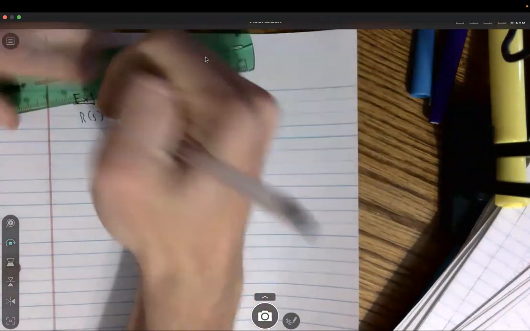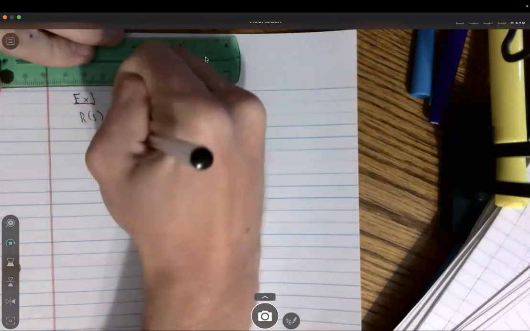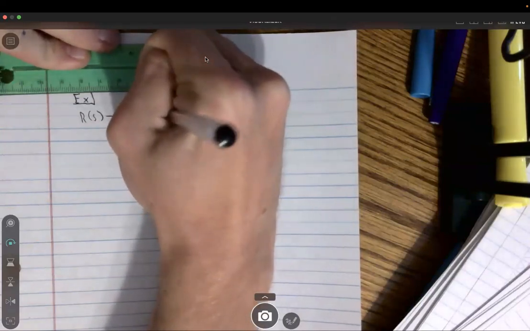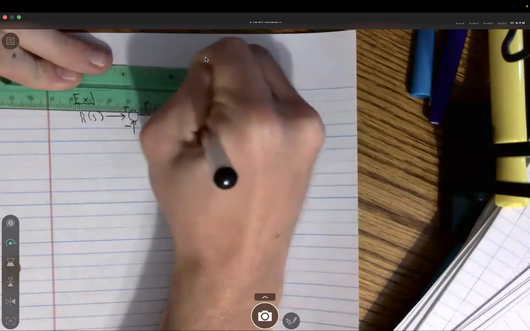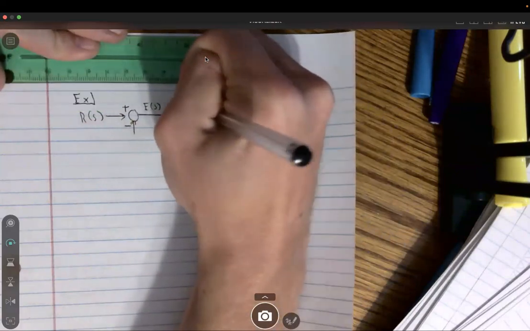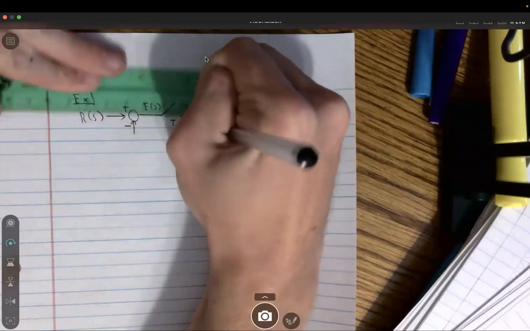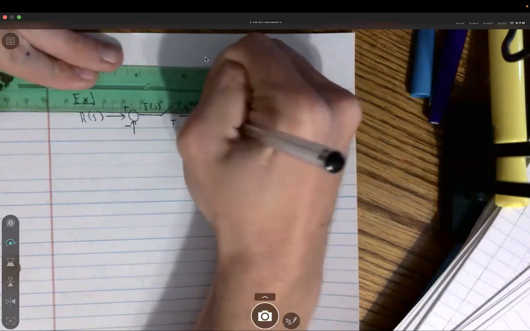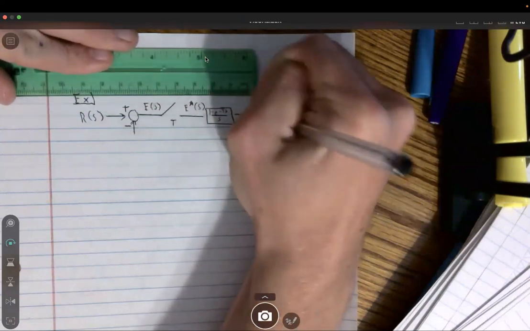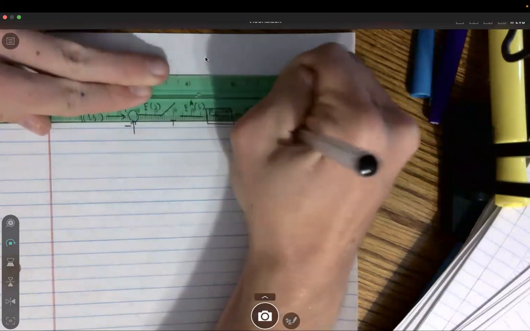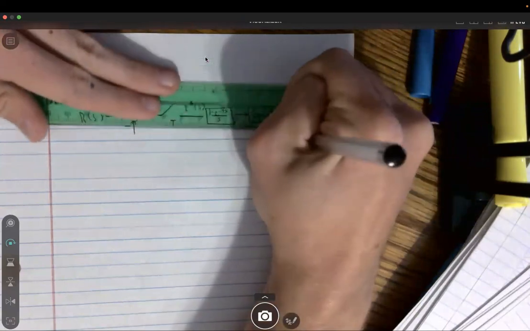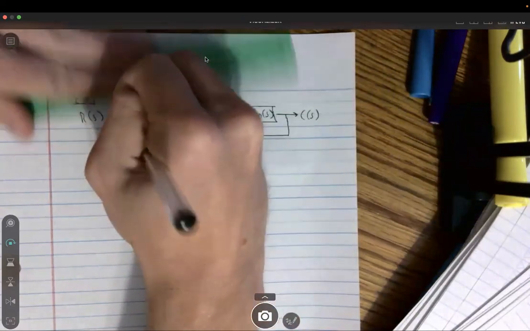So we have R of S here, and that's our input coming into our system. We have a summing block, and then we have the negative in here from our feedback. So our error signal is defined here, and we have our sampling. This is our E star of S, of course. Then we're going to run into our zero order hold transfer function, which is 1 minus e to the negative Ts all over s. And then we're going to have our plant transfer function, Gp of s. What's going to happen after is we're going to have our C of S at the output, and then it's going to go here, and we're going to have our feedback system.